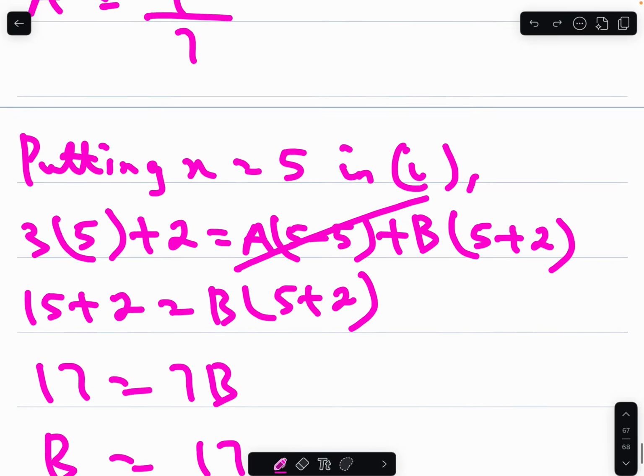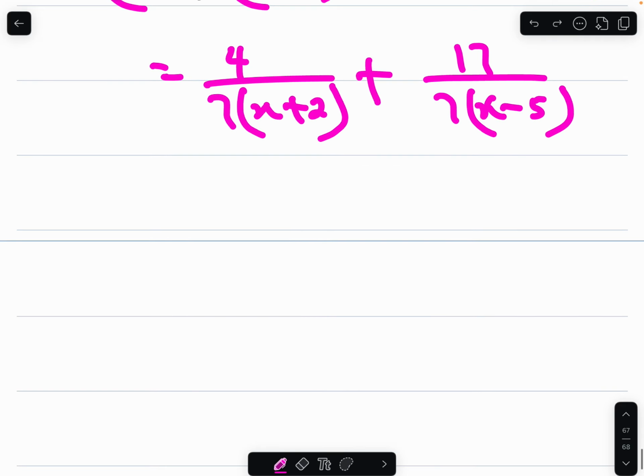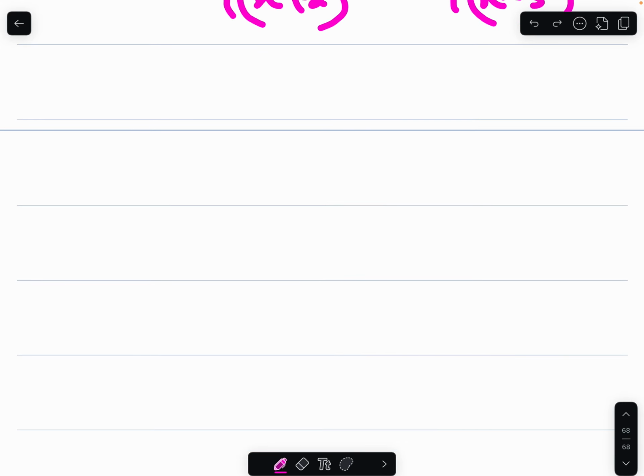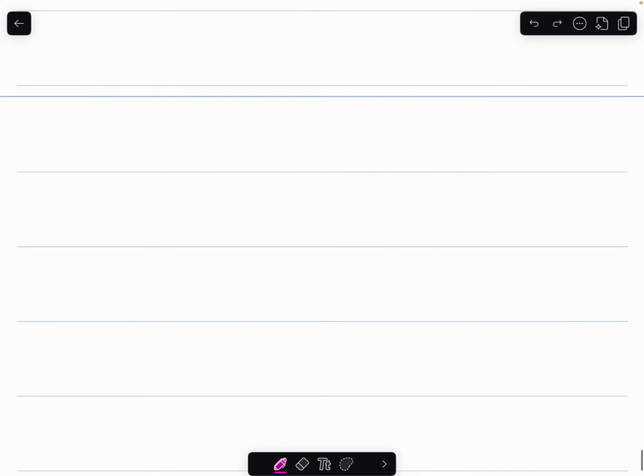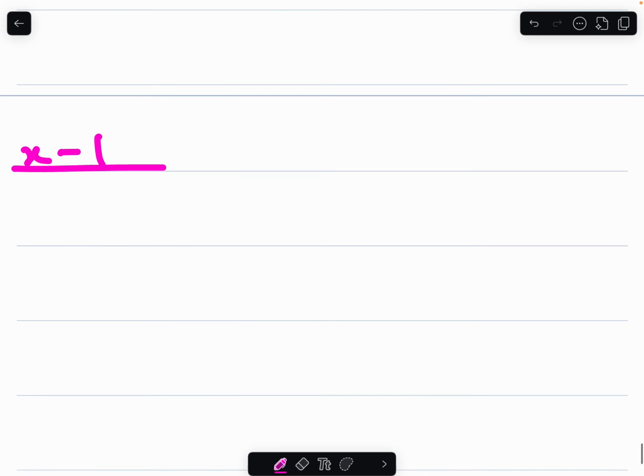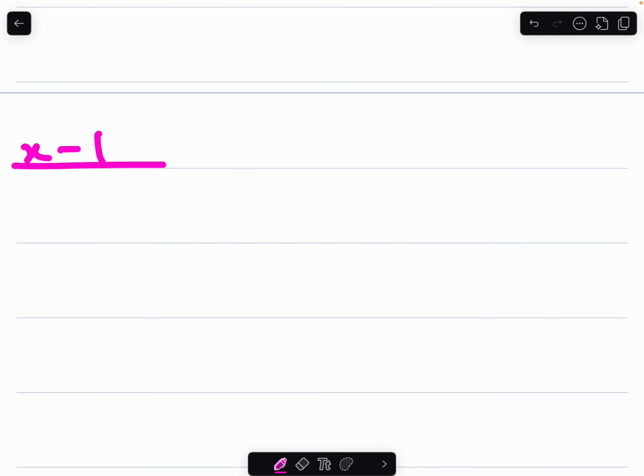So the other method is the method of comparing coefficients. Let's take an example and use that method. Resolve x minus 1 over x plus 2 times x minus 3 into partial fractions.